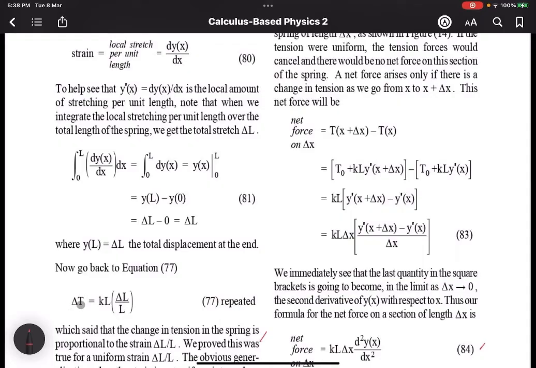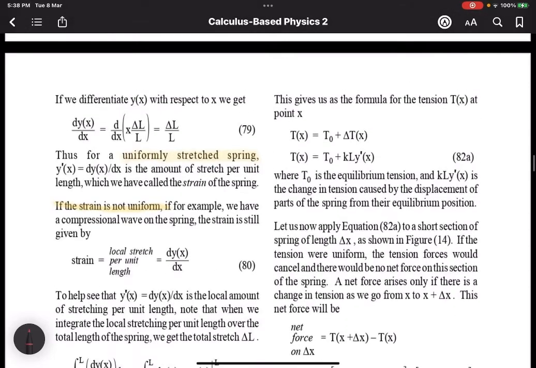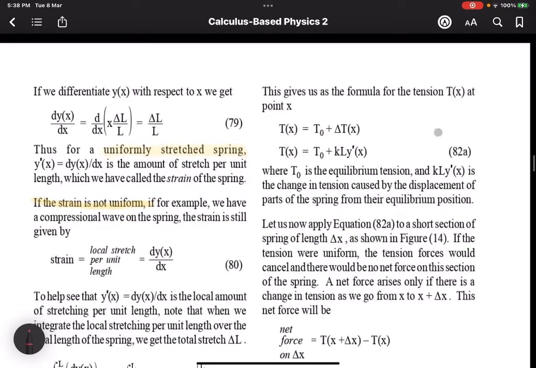This is the change, no? Yung kamay na yon which is going back and forth, no? Inihila niya yung spring back and forth, that is the change in T, which is the tension. And it will produce or is equal to the KL times the change in length over L. At makikita natin dito, this gives us the formula for the tension Tx at point X.